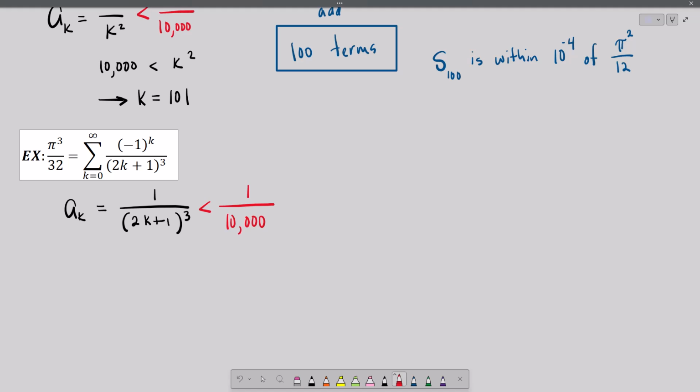Anyone get their K value yet? What'd you get, Daniel? 11. 11. Let's go that far at least. So we cross multiply.